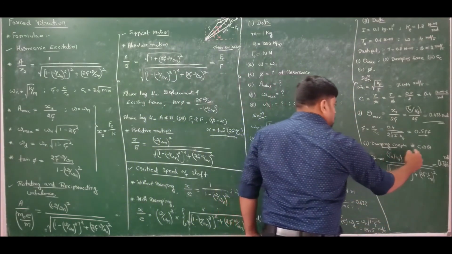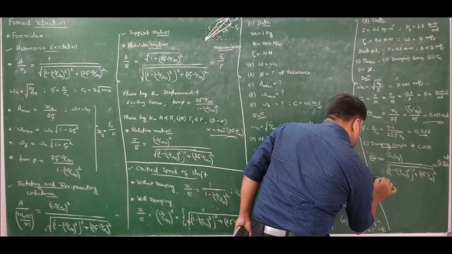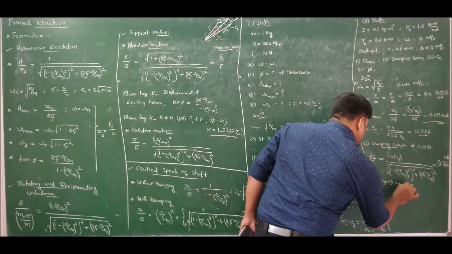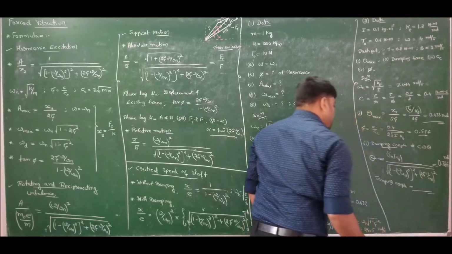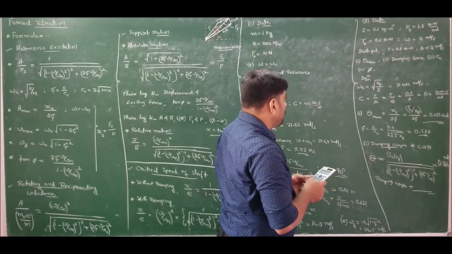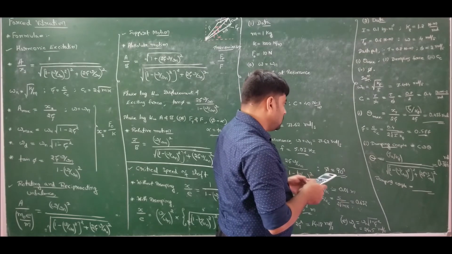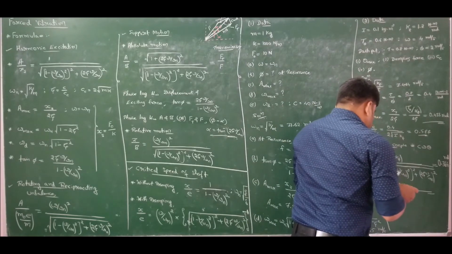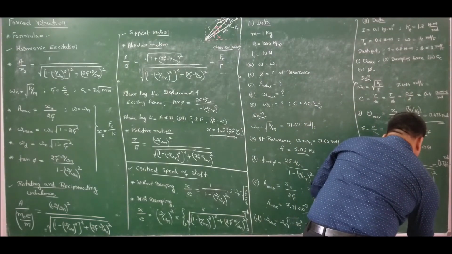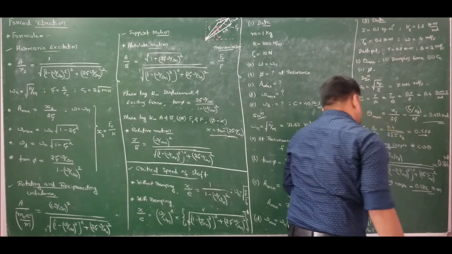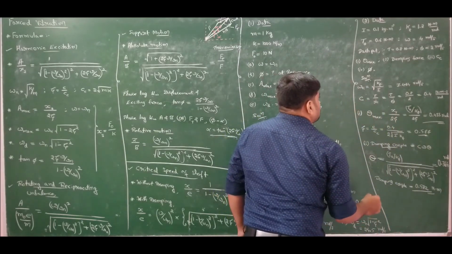Now we know all the values, hence the damping couple will be C omega theta. C is 0.4, omega is 4 radians per second, theta is 0.364. So I'll get the answer as 0.582 Newton meter. Done.